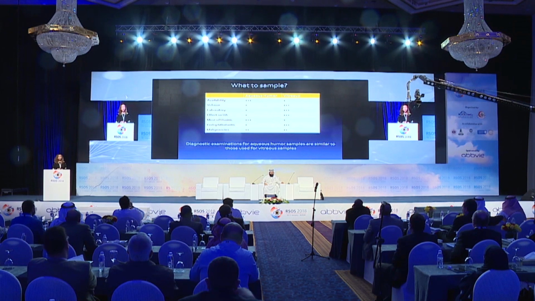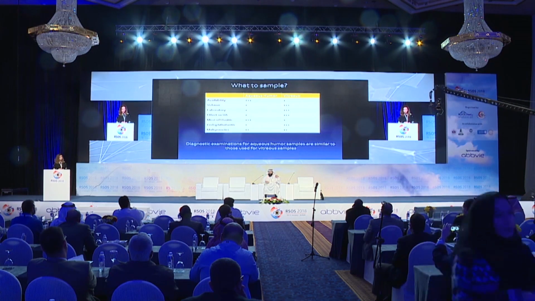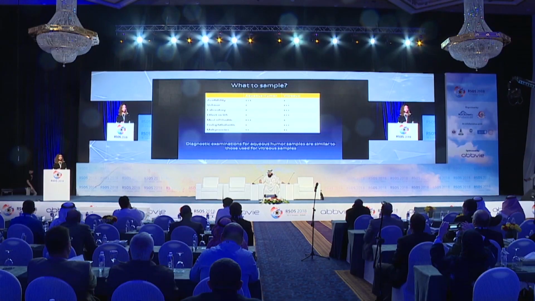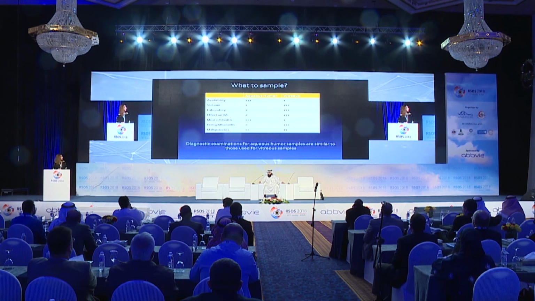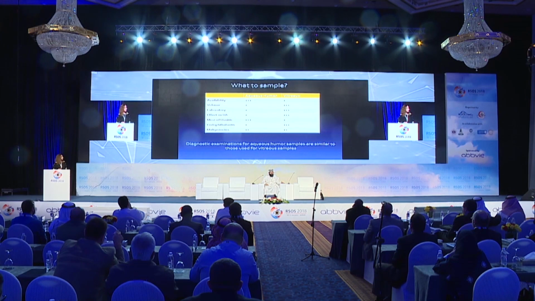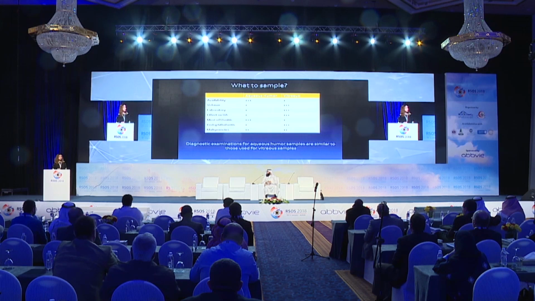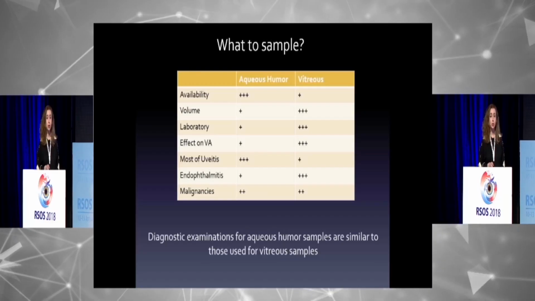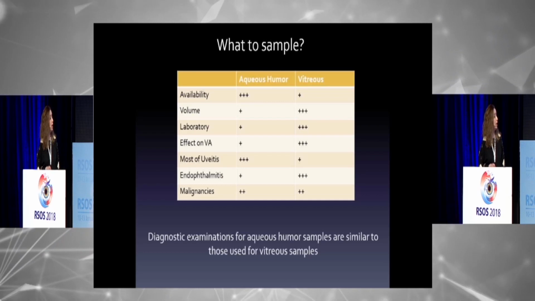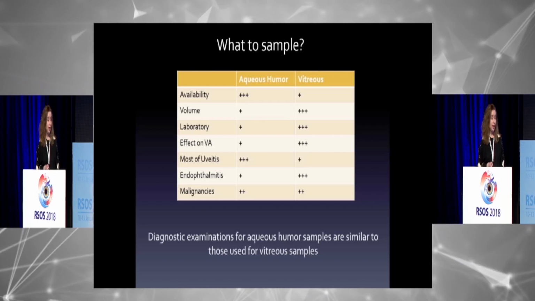First of all, what to sample? You have to keep in mind that most diagnostic examinations for aqueous humor samples are similar to those performed in vitreous samples. So how to take the decision about what to sample? Aqueous humor is easily available. The technique is pretty easy also, but the volume you are going to obtain is small. You also need a sophisticated laboratory to process and handle this sample, and sampling the aqueous humor will not affect the visual acuity of the patient.